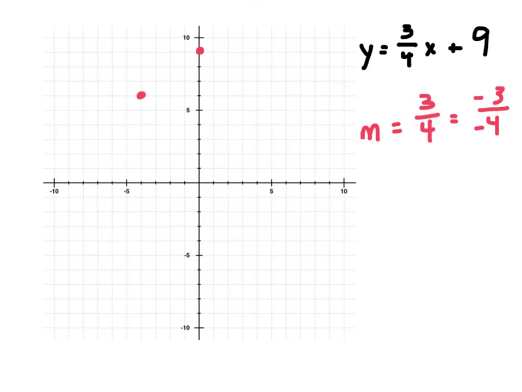So now I'm going to take a straight edge and connect those 2 points together in a line, stick some arrows on the end of my line there, and I've graphed the line y equals 3/4 x plus 9.